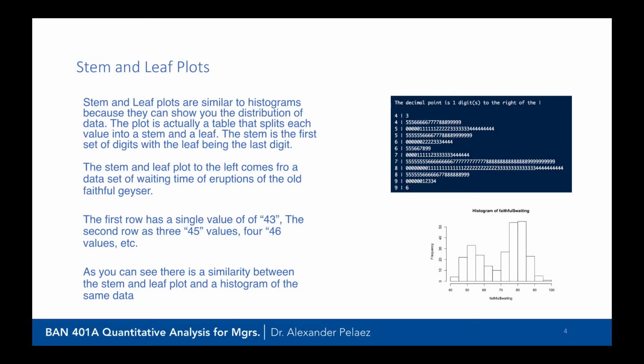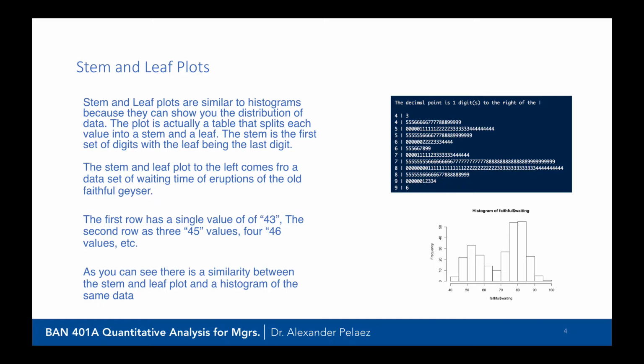Now here's an example of a stem and leaf plot. And while you can do this in Excel, it's not as easy to do in Excel. So what we have here is an example from another statistical package. And below, we actually see the corresponding histogram. And in reality, a stem and leaf plot is very similar to a histogram because it shows you the distribution of the data as well.